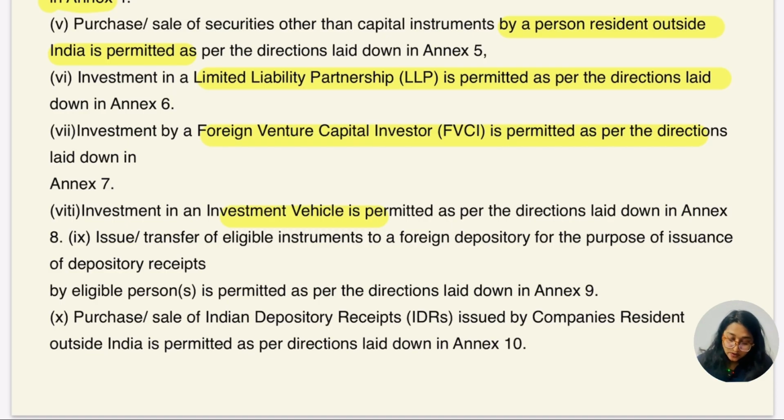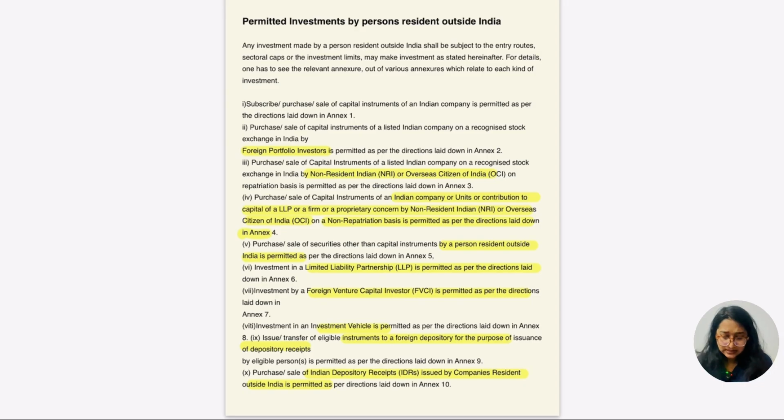And issue, transfer of the eligible instrument to the foreign depository for the purpose of issuance of the depository receipt by eligible person is permitted here again in annex 9. And last, purchase, sale of Indian depository receipt issued by the company resident outside India is permitted as per what is written in annex 10. All this is easy now.